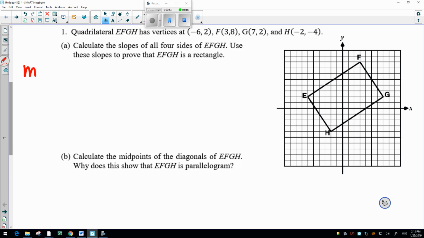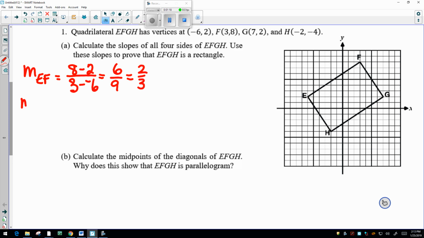So looking at side EF, if we plug it into the slope formula, we're going to have 8 minus 2, and then 3 minus a negative 6. So if we subtract on top, we get 6. Our denominator is going to be 9, and we always want to reduce our slopes to simplest form. So I have a slope for EF of 2/3.